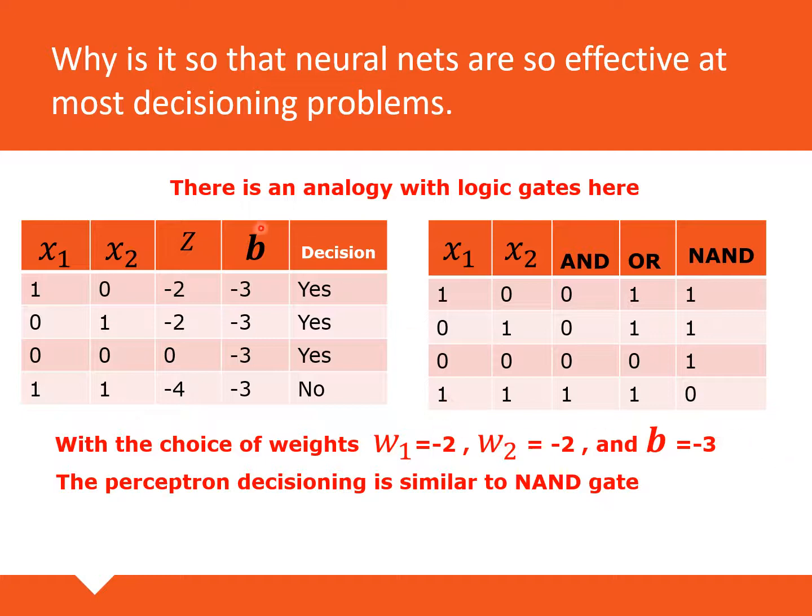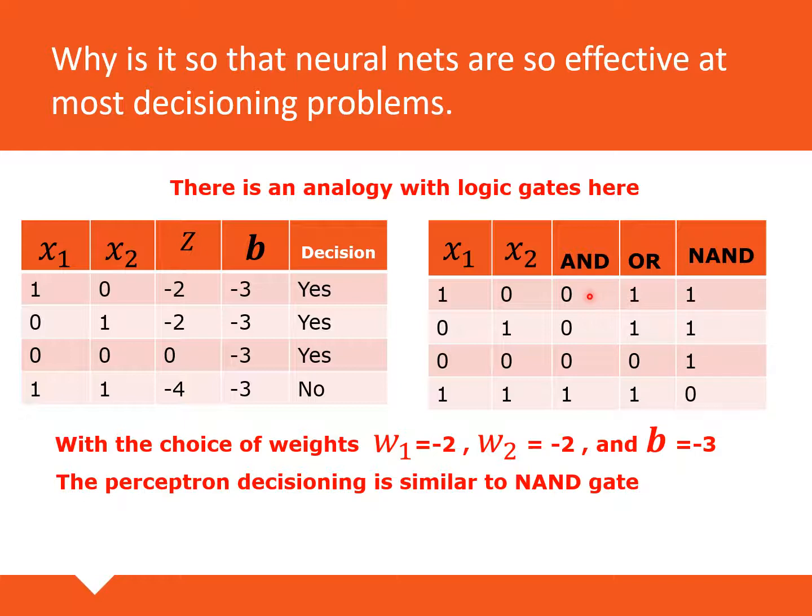Now, the two tables that you see here: the left hand side table is the decisioning that you are getting from the perceptron for this particular choice of weights, W1 equal to -2, W2 equal to -2, and B equal to -3. And in the right hand side, we have taken the same binary factors x1 and x2, and computed the AND gate, OR gate, and the NAND gate. So AND is x1 AND x2, OR is x1 OR x2, and NAND is x1 NAND x2.